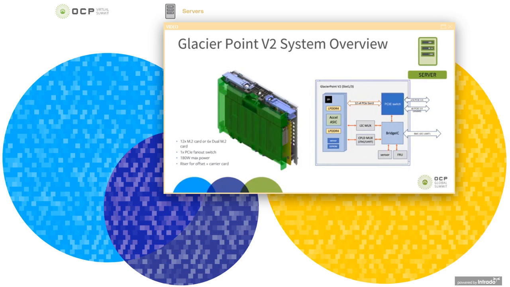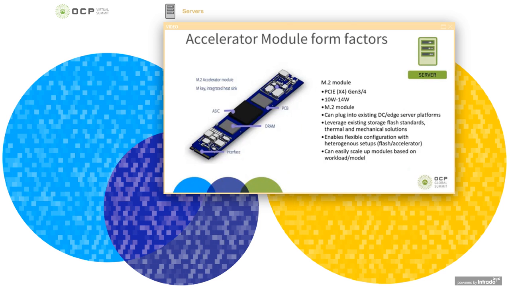For the accelerator module, we define 2 form factors. The M.2 module here is heavily leveraged from the existing storage NVMe flash SSD. This can support up to 14 watt power and a by 4 PCI interface, which can either be Gen 3 or Gen 4. This is a very familiar form factor, which gives us the advantage that we can plug it into multiple server types in our fleet.